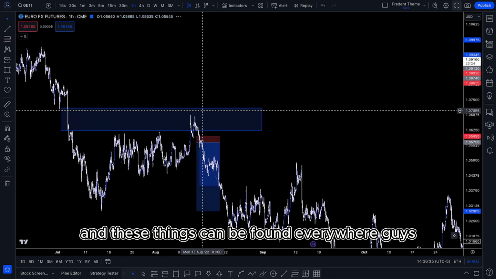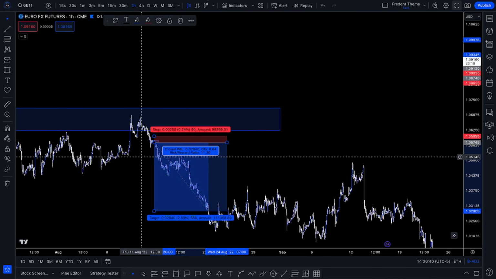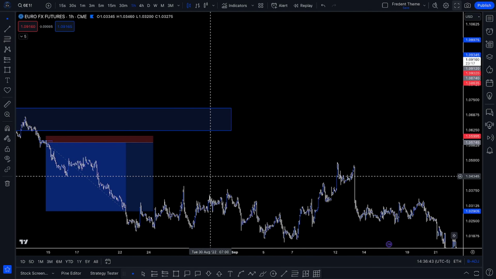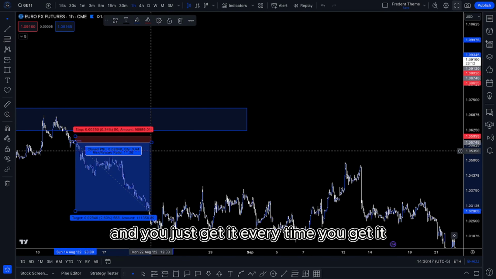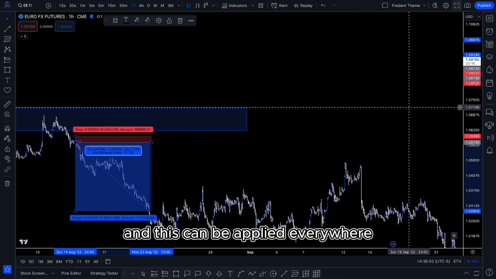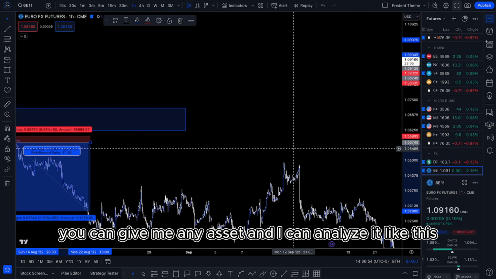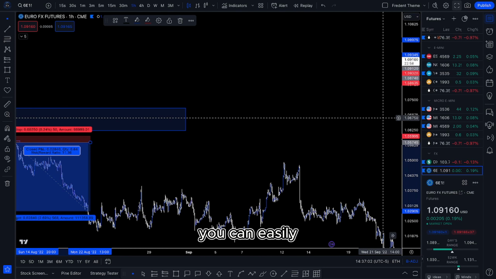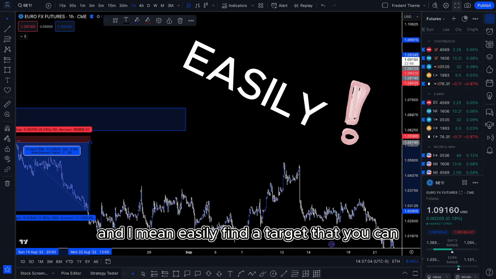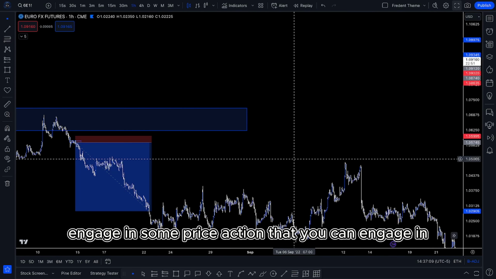And these things can be found everywhere, guys. Look at that. Zero drawdown. And you just get it. Every time you get it. And this can be applied everywhere, guys. Every asset class. You can give me any asset and I can analyze it like this, top to bottom. Just using fair value gaps and highs and lows, you can easily, and I mean easily, find a target that you can engage in, some price action that you can engage in.